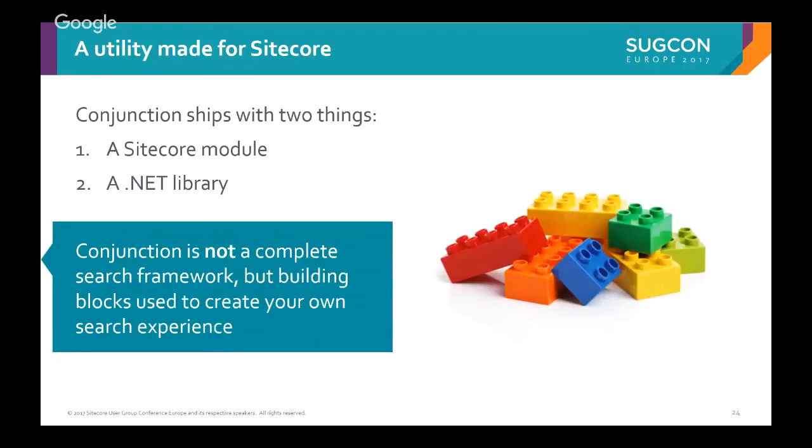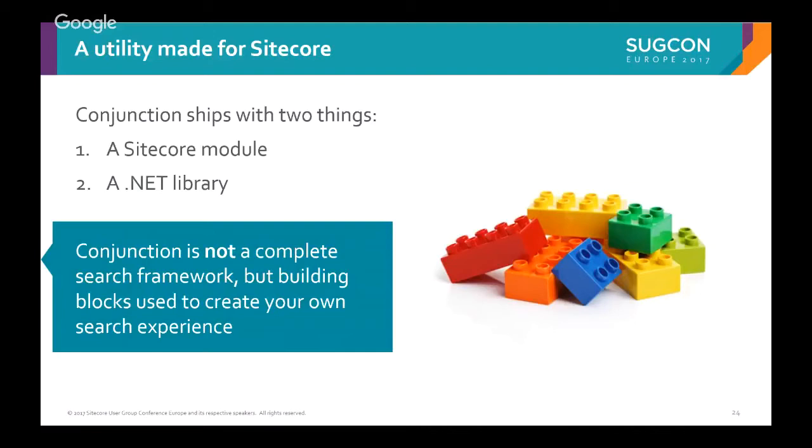So it ships with a Sitecore module. It's a package you install that includes the base templates you need, along with some setting items, so you can get a head start and get your head around creating the search queries. And then it includes a .NET library that you can find as a NuGet package, and this contains all the core logic you can use in your own application.